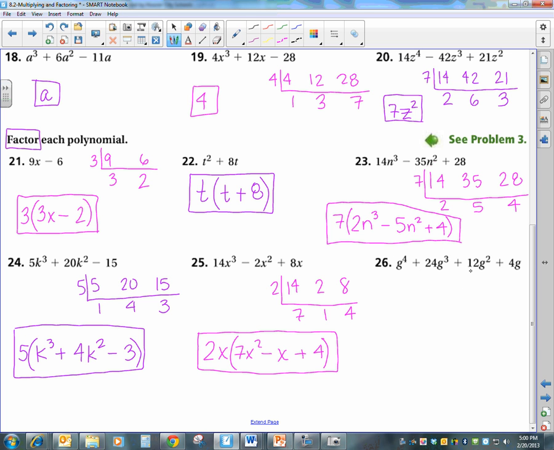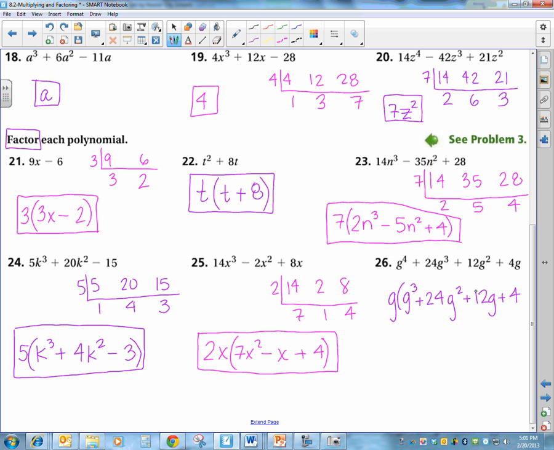And last but not least, we have a 1, so I don't have to worry about any numbers coming out, but they do all have a g. And the lowest exponent of g is a 1, so I'm going to take 1 away from every exponent. G to the third plus 24g squared plus 12g plus 4.